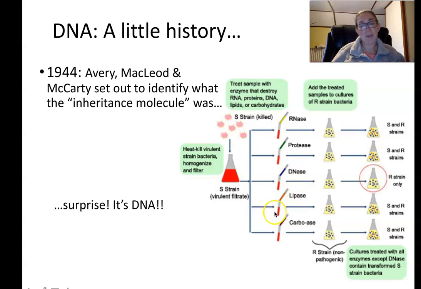Then they also did the same thing with lipids and carbohydrates, and finally they did it with a DNase. So they added DNase, which chops up all the DNA in that solution. They mixed it with R cells, and that's the only time they did not get transformation. So what that told them was that DNA was the molecule that was causing the R cells to transform into S cells. That DNA is the transforming molecule or the inheritance molecule. And that was a big surprise because people didn't think DNA was really all that. They just knew they were some nucleic acids found in the nucleus and didn't seem all that interesting.